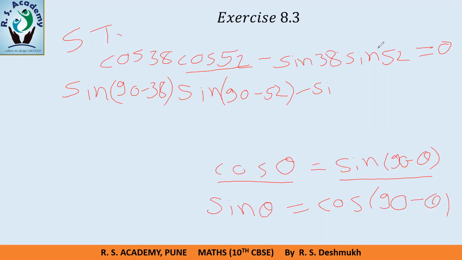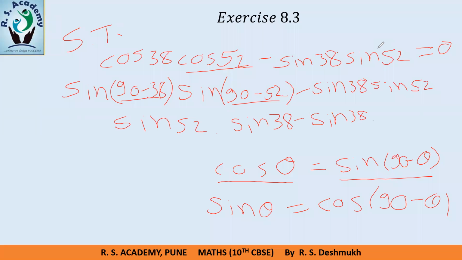Remaining terms I am not going to change at all. So sine 38 and sine 52. Now just check, 90 minus 38 becomes 52. So it becomes sine 52, and this becomes sine of 90 minus 52, that is nothing but sine 38, and this is sine 38, sine 52. So if you observe, this term and this term are the same, so automatically this will be equal to 0. Any problem?